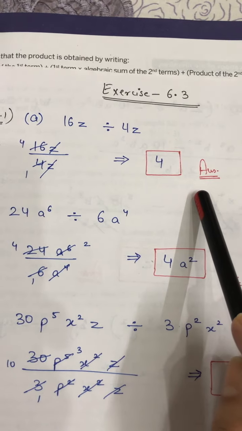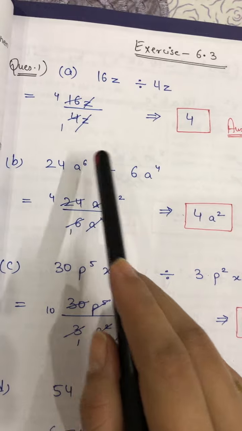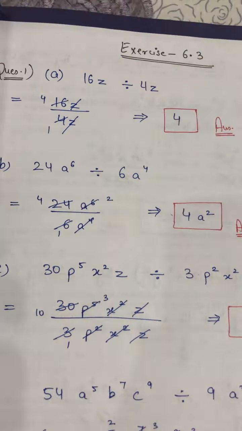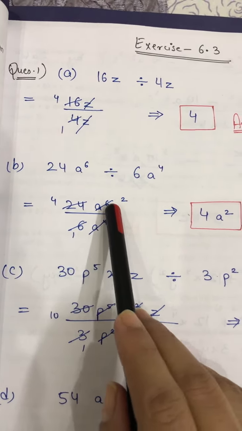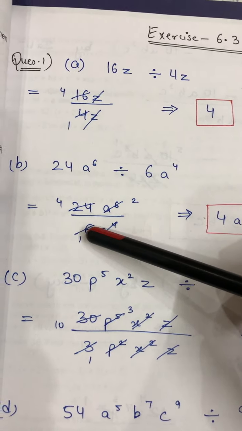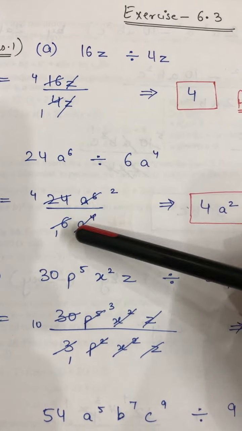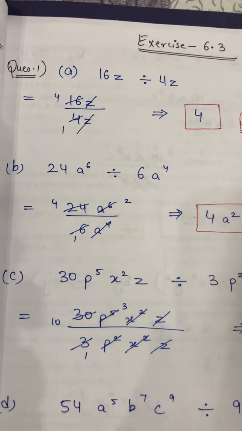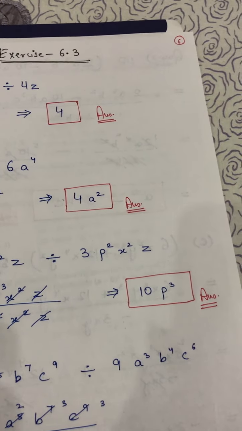This is the answer. Now B part is 24a raised to power 6 divided by 6a raised to power 4. Now how do you have to divide? 24a raised to power 6 divided by 6a raised to power 4. Again you have to cancel constant with constant, 6 ones are 6, 6 fours are 24, and variable with variable. A raised to power 6 will get cancelled with a raised to power 4. How do you have to cancel the terms?